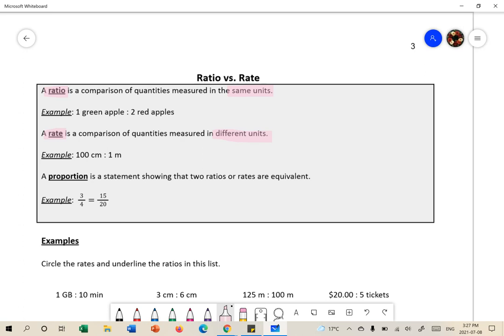A proportion is a statement showing that 2 ratios or rates are equivalent, which we've also learned, and we're going to continue to practice below. And that's when we have to cross multiply. When you have 2 fractions or ratios, however they are presented to you, and they're equal to each other, that means that they should be equivalent to each other. There is a scale factor that is shared between the 2 ratios.